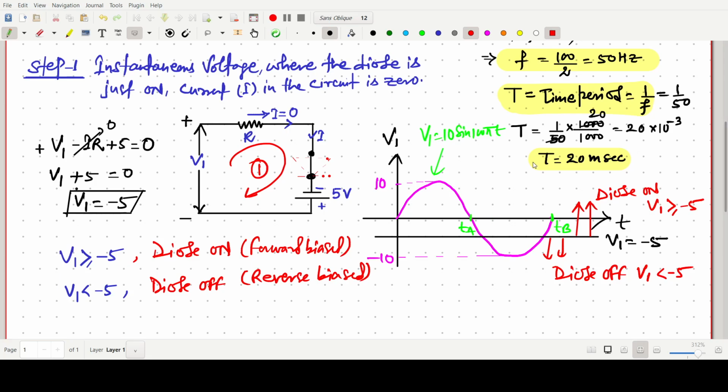Now suppose we have to find this point. There is an intersection point. Now I am saying these points are T1 and T2. Can we find these T1, T2 points? If we find them, we can say that from T1 to T2 the diode will be off, because below this input the diode is reverse bias, RB, and above this point, on this side, the diode is on. I am just taking a different color.